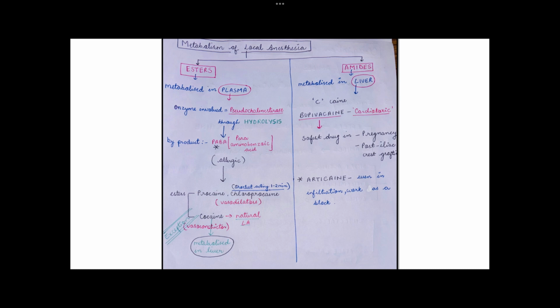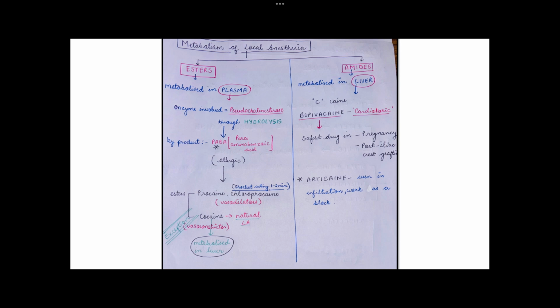Now let's see the metabolism of local anesthesia. So we have esters and amides. Esters are basically metabolized in plasma while amides are metabolized in liver. This is a very important viva question. The examiner asks where esters are metabolized and where amides are metabolized. And one more very important question that the examiner asks: suppose a patient is suffering from any kind of liver disease, then what LA are you supposed to give to the patient so that there should not be any toxicity.